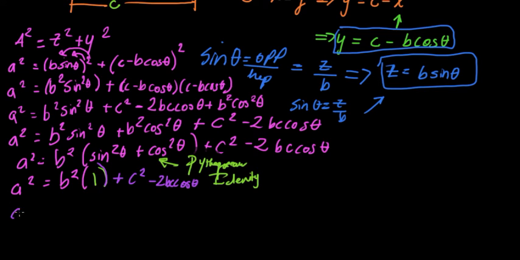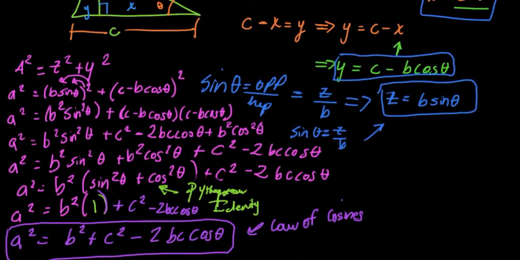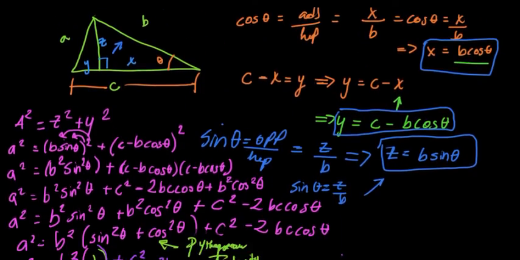Now I have a squared is equal to b squared plus c squared minus 2bc cosine theta. And that's all I can do with this. And there we have our law of cosines. This is just one solved for a squared. We have other ones solved for b squared and c squared, and we'll get to those actual formulas in the next video. But this here is the proof of the law of cosines.